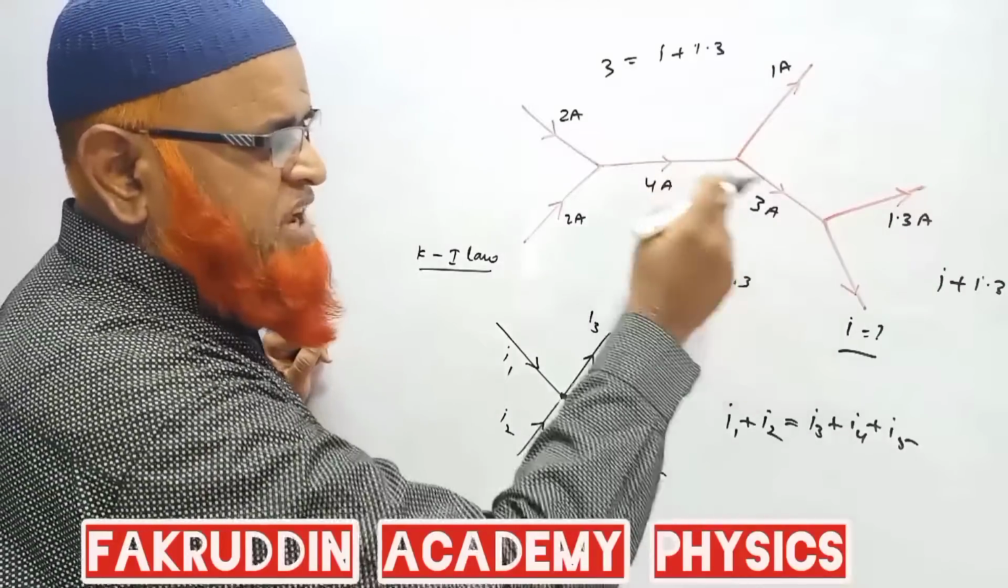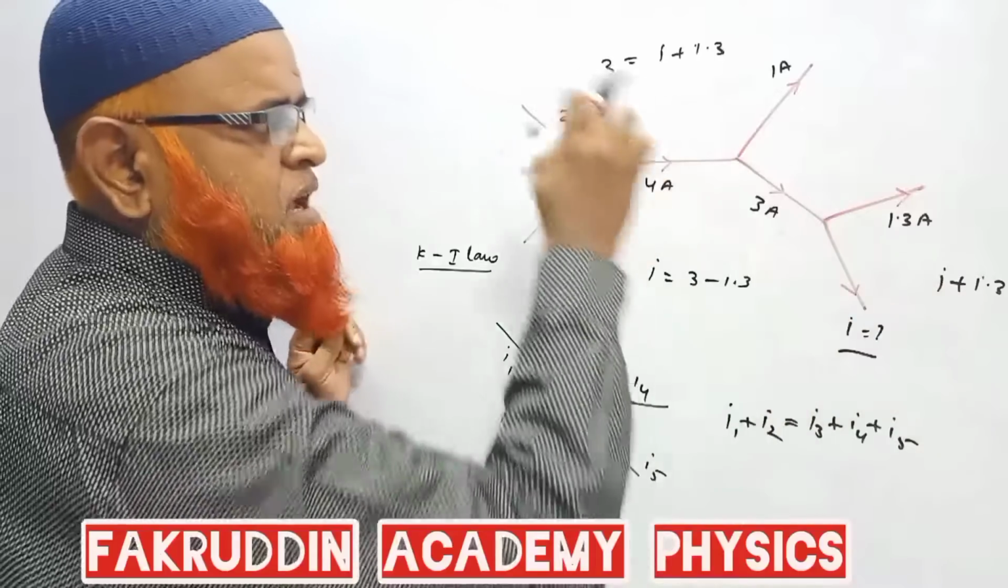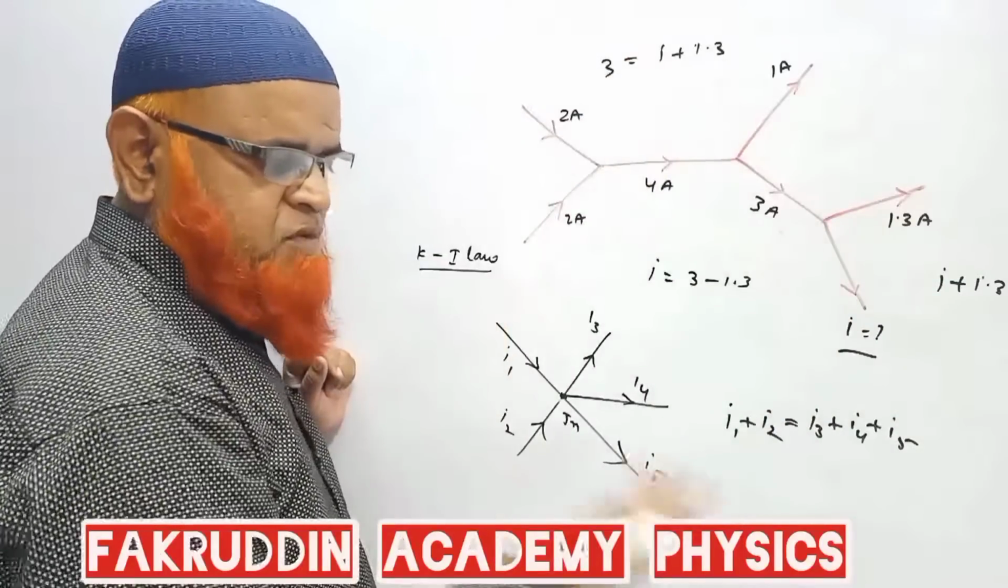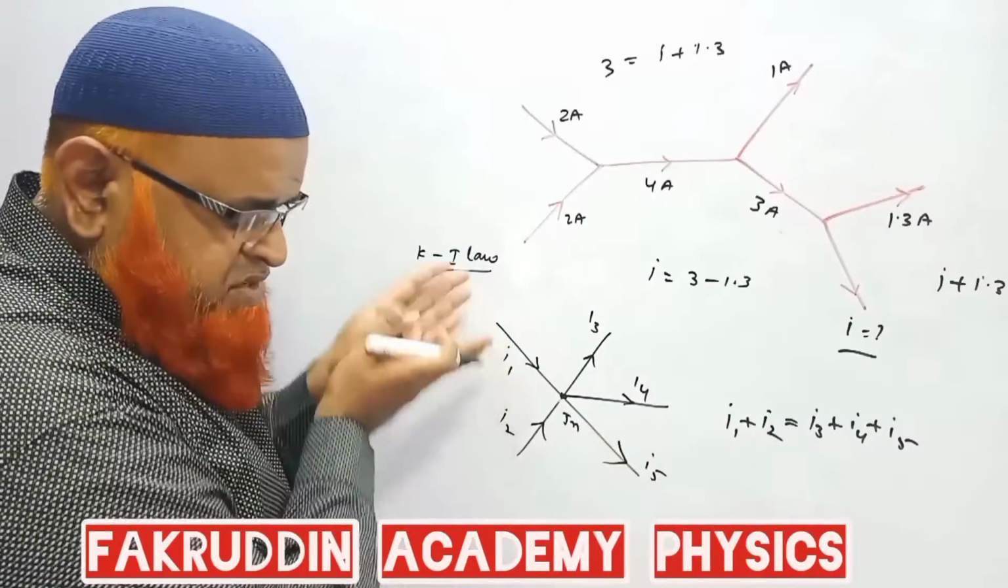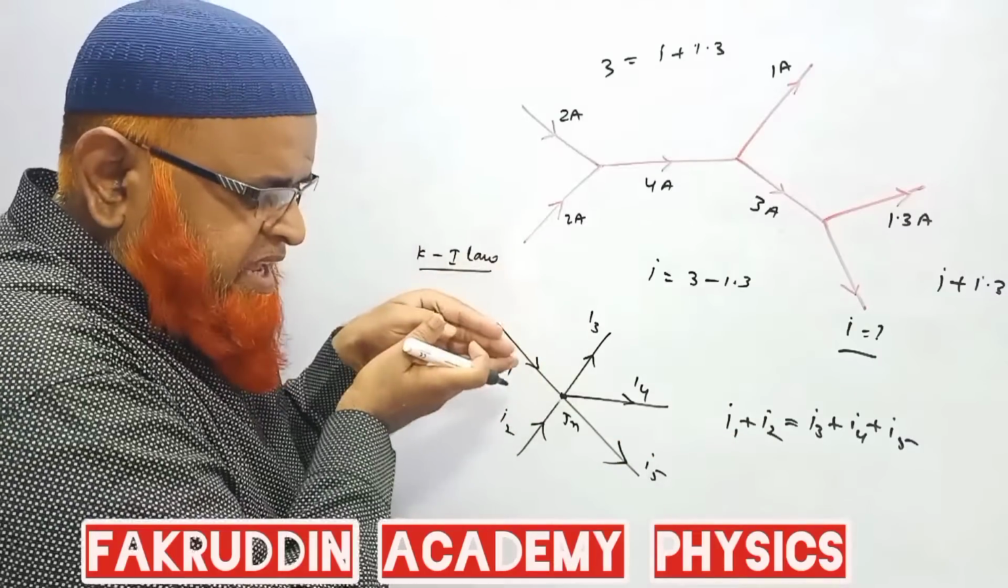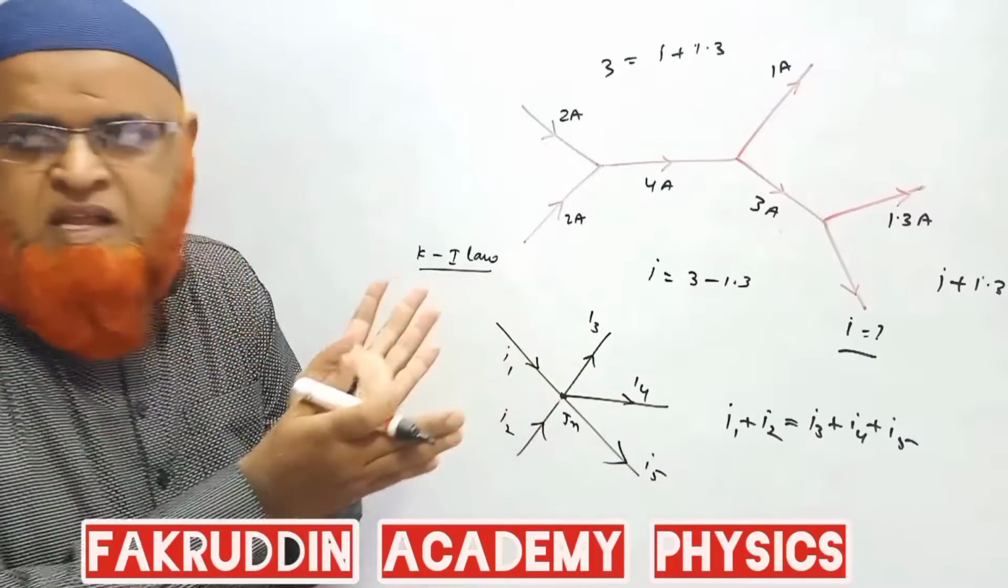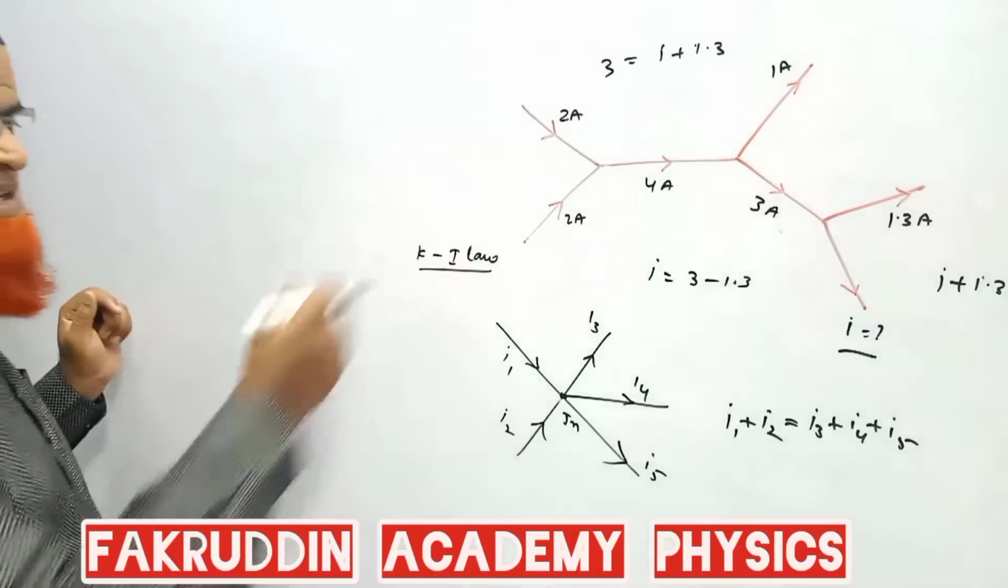So at this junction 3 is meeting, these two are leaving. Meeting is equal to leaving. That's what I am telling. Currents meeting is equal to currents leaving the junction. That is called the first law. That's it. It's a very simple circuit.